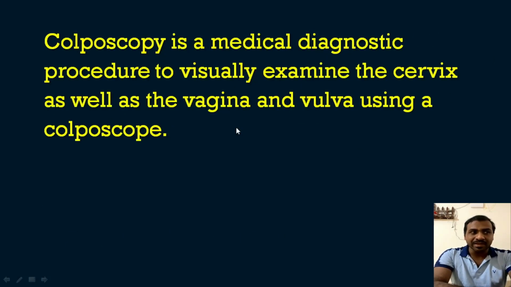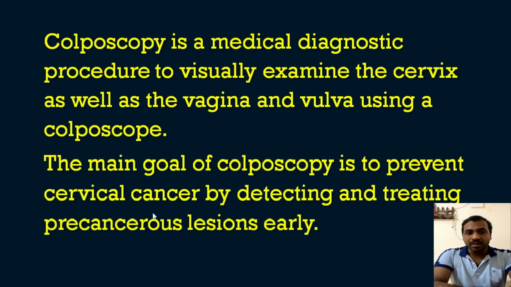Colposcopy is a medical diagnostic procedure to visually examine the cervix as well as the vagina and vulva using a colposcope. The goal of colposcopy is to prevent cervical cancer by detecting and treating pre-cancerous lesions early. Okay, so it's an instrument to detect whether any changes are there in the cervix or in the vagina or in the vulva, and whether any pre-cancerous lesions are present or not. That can be detected with the help of colposcopy, and that is the main goal of colposcopy.